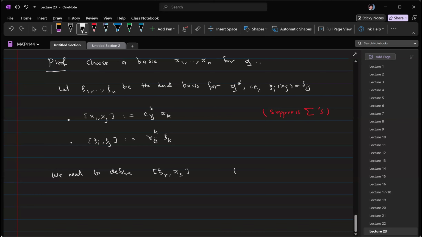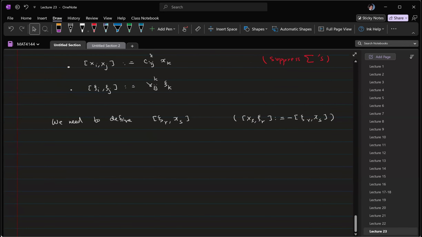I mean, if I had the bracket of xs with cr, then I would like to just set it as minus the bracket of cr with xs, because I want a Lie algebra anyway, right? So we would like to do this. And now, how can we do this? Well, remember that we have the invariance of the bilinear form. So we can use this invariance to see what the invariance says about such brackets.